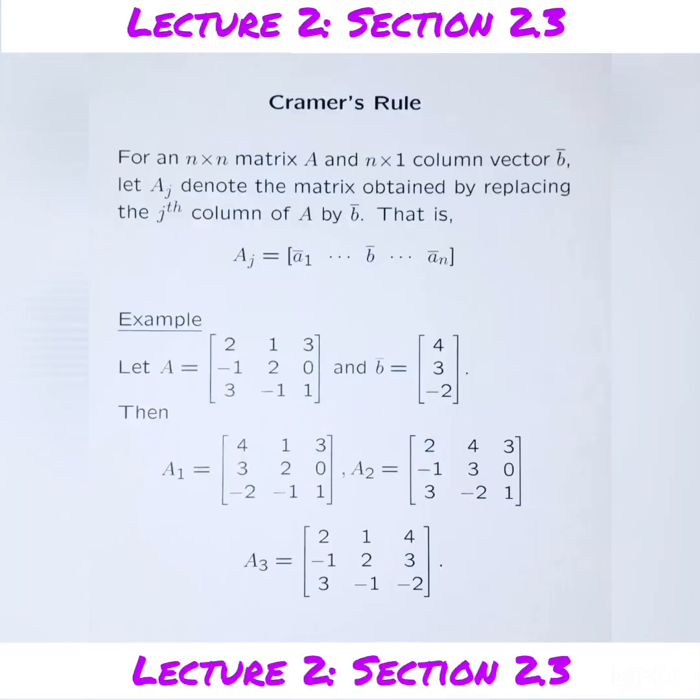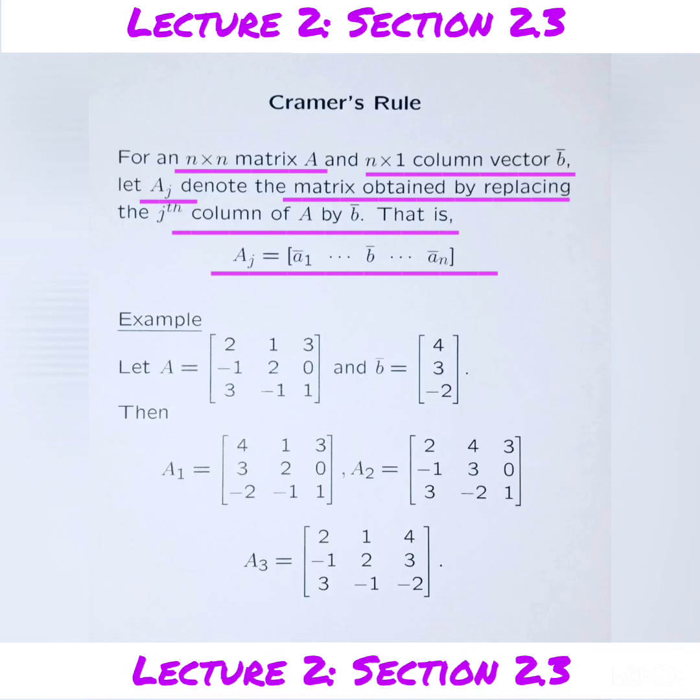Alright, this brings us to Cramer's rule. Just a quick definition. If you have an n by n matrix A and an n by 1 column vector B, then A subscript j is the matrix that we form by taking A and deleting the jth column, and then placing the vector B in the jth column. That's mathematically how A subscript j is defined, and that's the notation we will be using.